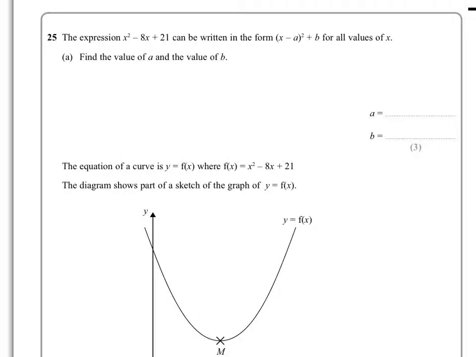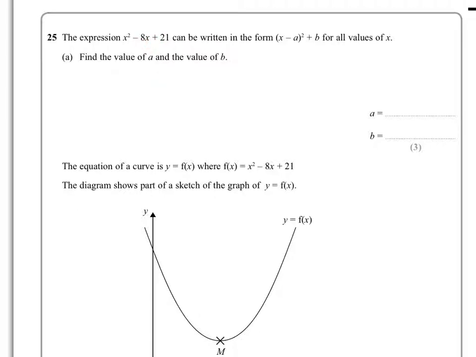In question 25, we're given the expression x squared minus 8x plus 21, and we're told that it can be written in the following form. Now, that's very typically used as the form for completing the square. So what we do when we complete the square is you take half of the x value and you form the first part of the equation as they want it based on half of that x value.